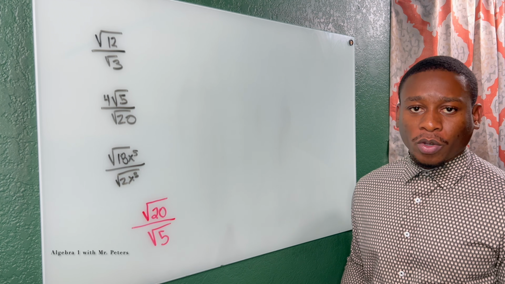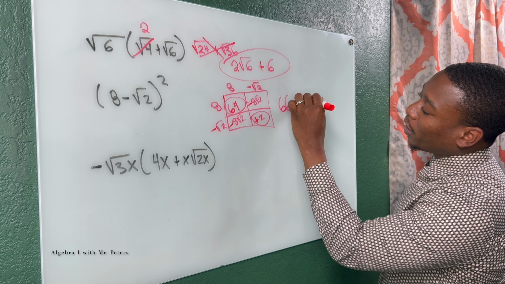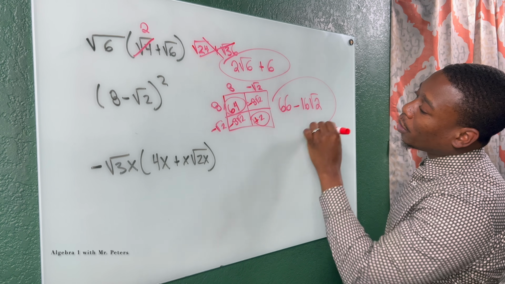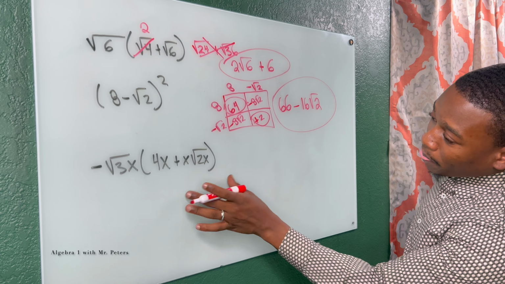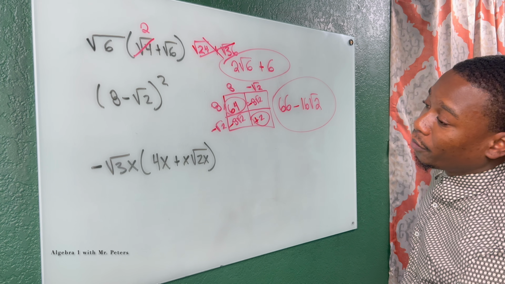Negative 8 and negative 8 is going to give me negative 16 radical 2. Final answer. Now we get over here to distributing again, right?